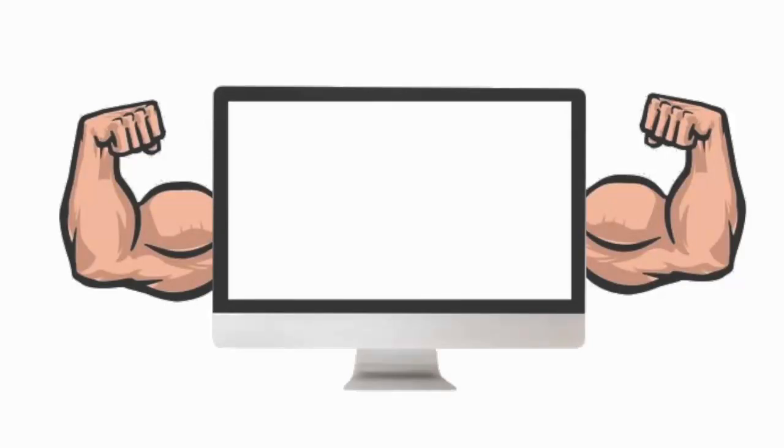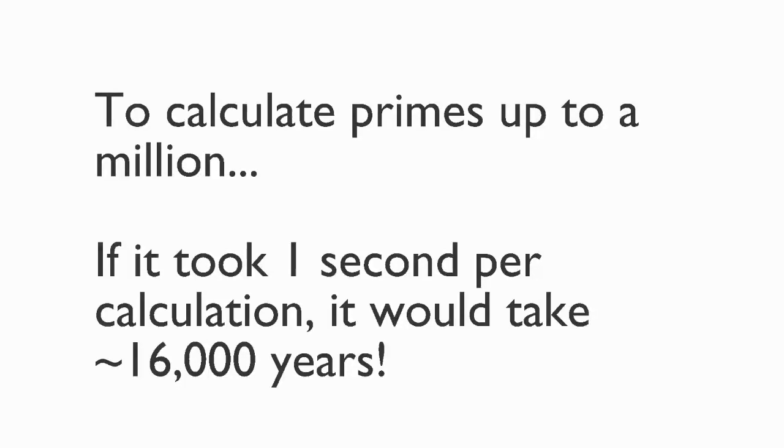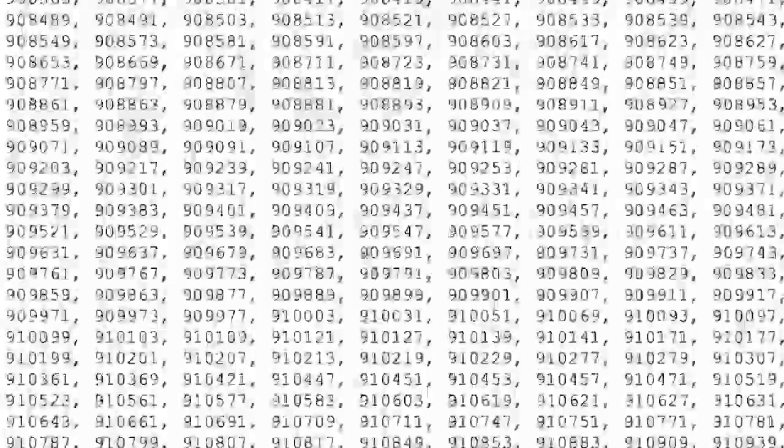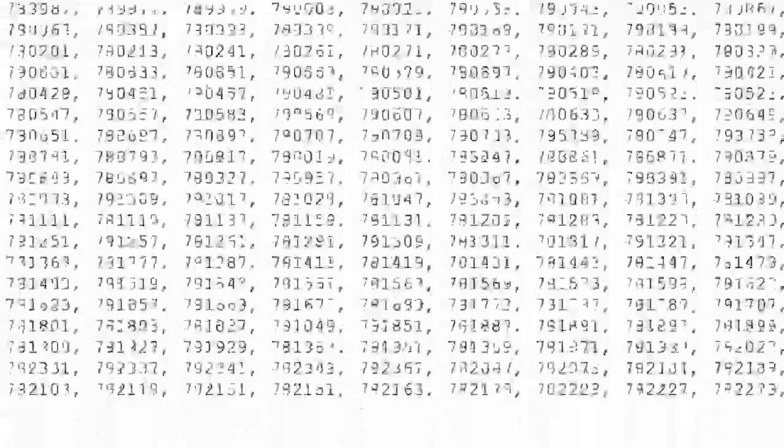Of course, computers can do these calculations quickly. But even for computers, doing these calculations for all the numbers up to, say, 1 million, it will take some time. In fact, let's say that it takes a second for each of those calculations. At that rate, it would be almost 16,000 years to do all of those calculations up to 1 million. If we did that, we'd have all the prime numbers up to 1 million, but that's a lot of time.